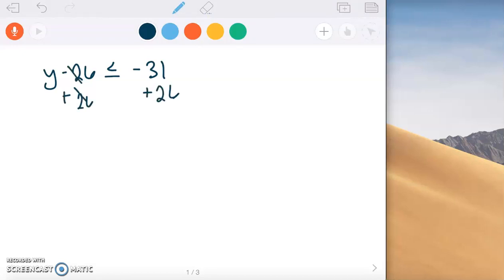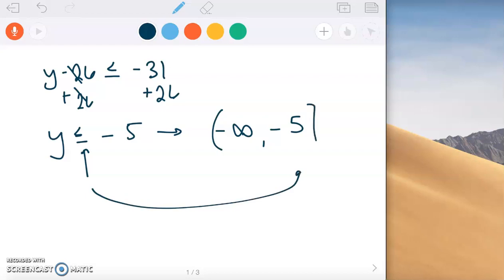So this cancels, and we have negative 31 plus 26. That gives us a negative 5 on this side. So we know that y must be less than or equal to negative 5. So similarly to our last one, we're going to have negative infinity with the parenthesis, and then we're going to have negative 5. And because it's a less than or equal to, that translates to that square bracket that's inclusive. All right, so if you have any questions about solving inequalities with addition and subtraction, let me know.